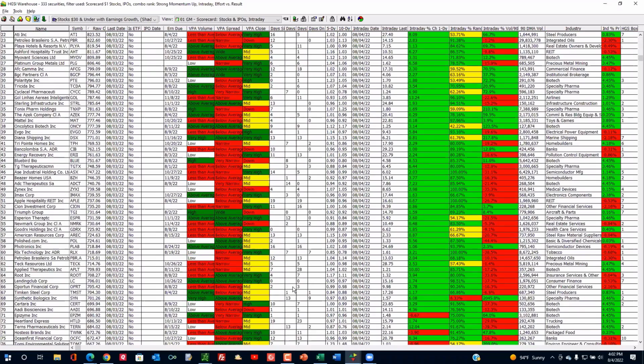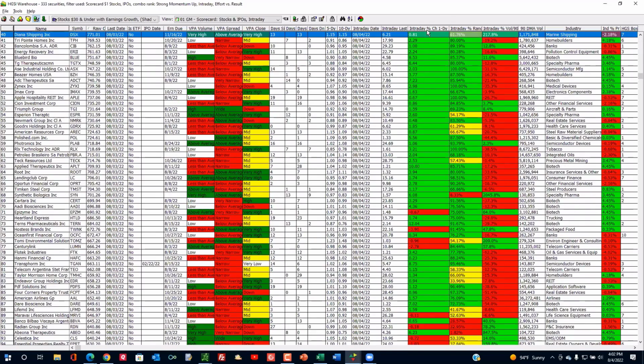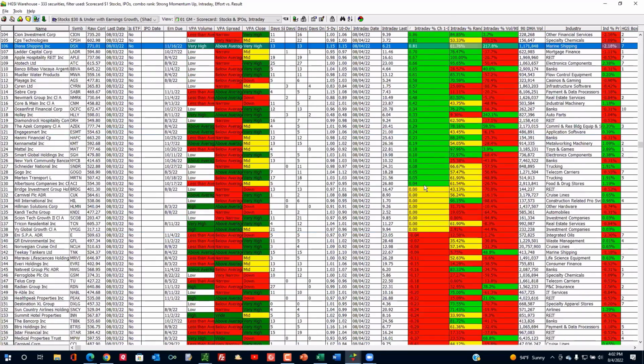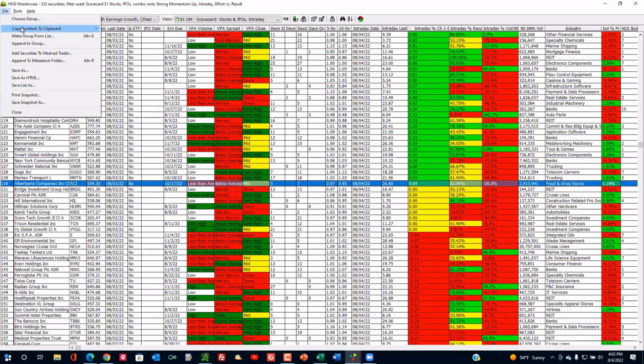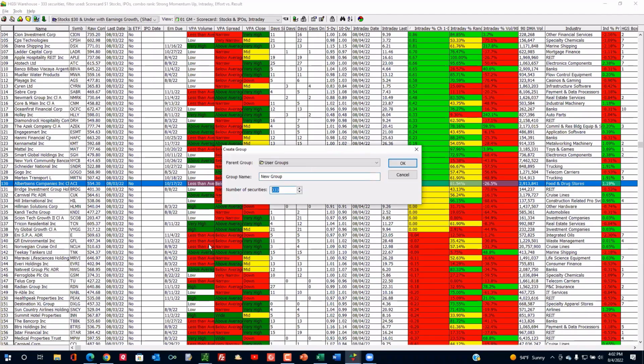So what do I do? I scroll down here. First of all, I sort on intraday percentage price change. I scroll down here, and I could even take these that are flat, but I don't want them. And then you have 2 options. There's 130. I always use alternate G, but you can make the group from the list. And then you just put in the number of stocks.